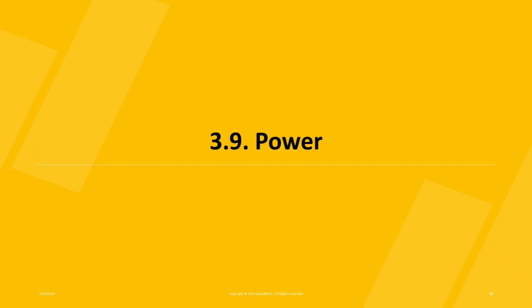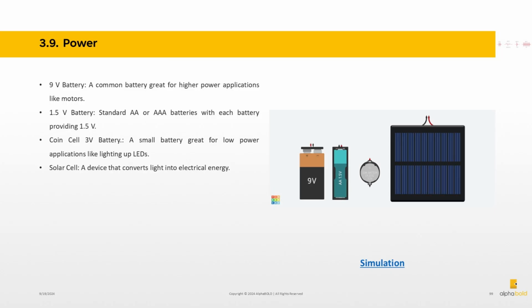Power. 9V battery. A common battery for higher power applications like motors. 1.5V battery. Standard AA or AAA batteries with each battery providing 1.5V. Coin cell 3V battery. A small battery great for low power applications like lighting up LEDs. Solar cell. A device that converts light into electrical energy.